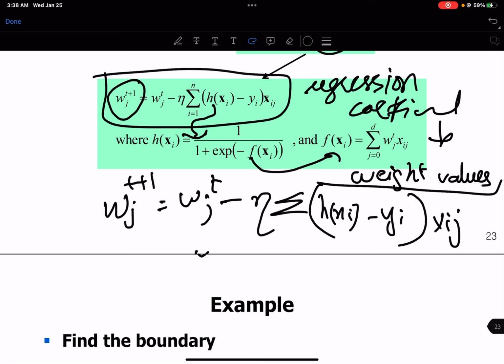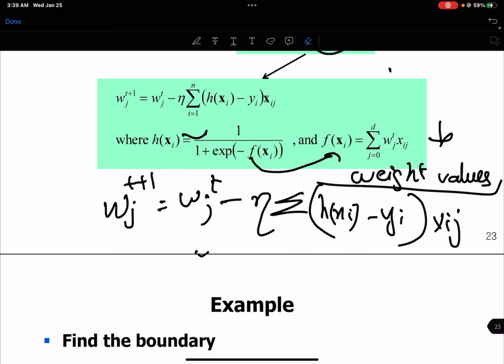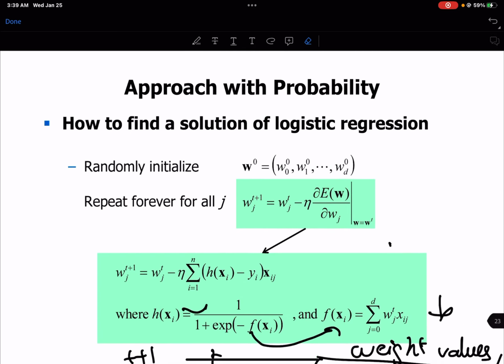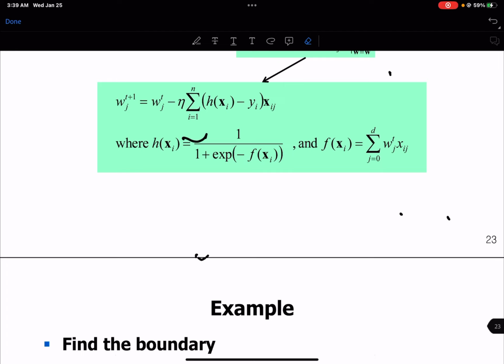So replace the value of f of x_i and find your h of x_i, subtract y_i, multiply with x_i, then sum all these values from 1 to n, multiply by the learning factor, and update your current weight and find the new weight. This is logistic regression, and what it is used for is the gradient descent method.